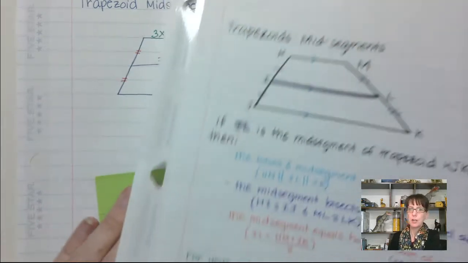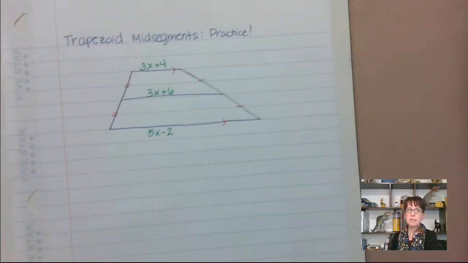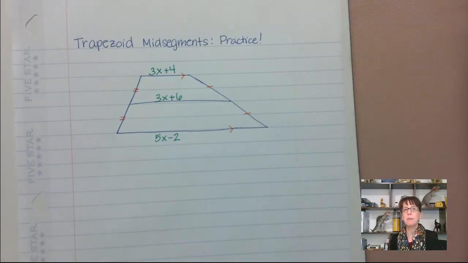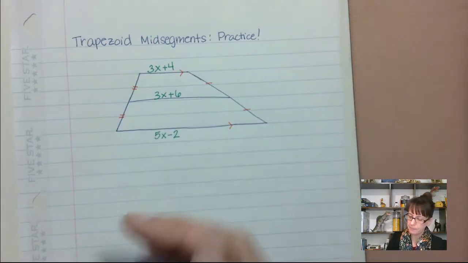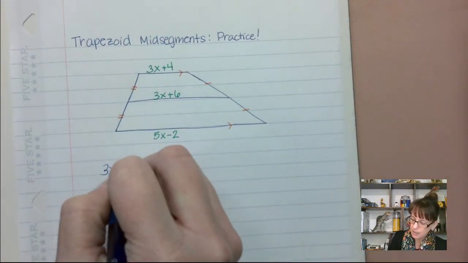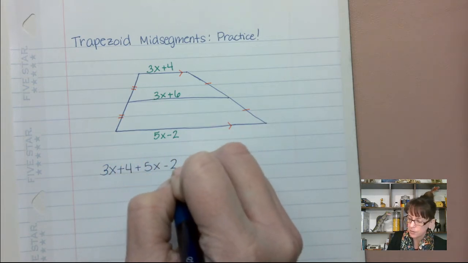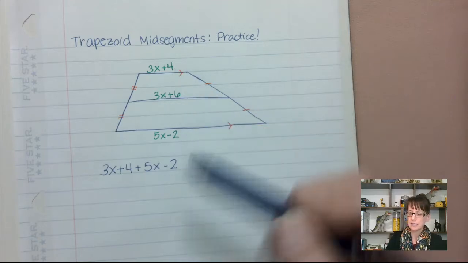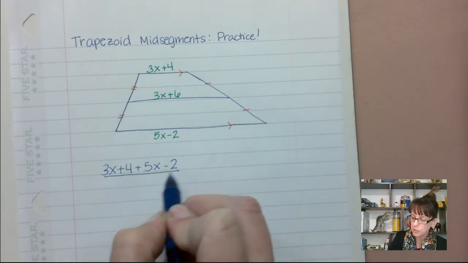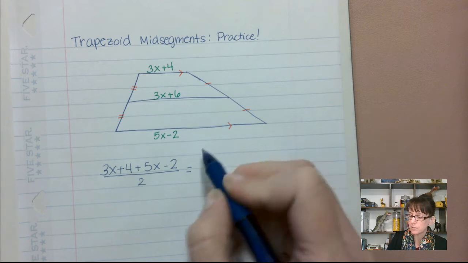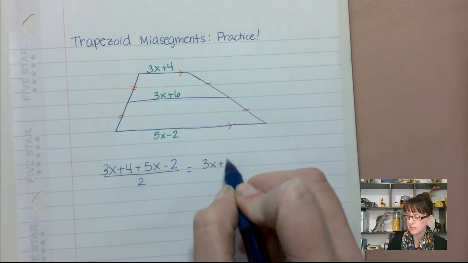So how can we apply that rule? Let's take a peek here. I wrote the answers right there. Okay, so for our midsegment practice, like I said, the top and the bottom added together, then divided by 2, are going to equal the middle. So let's take the top and the bottom, 3x plus 4 plus 5x minus 2. Those two things added together and then divided by 2 equals 3x plus 6.